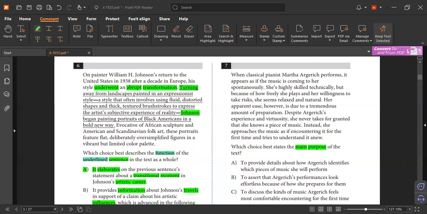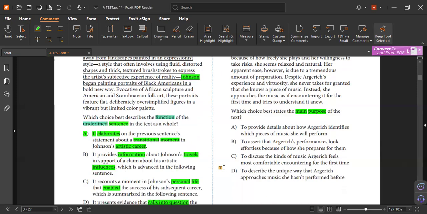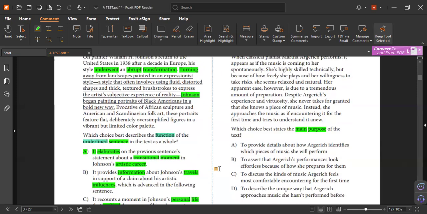Can you show me the last choice? The answers, right? B. So you made it, it's letter B. What is your evidence? Performances look effortless.